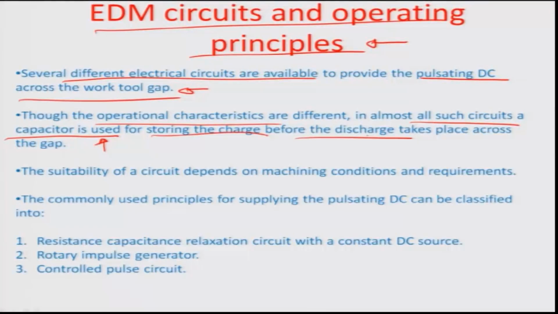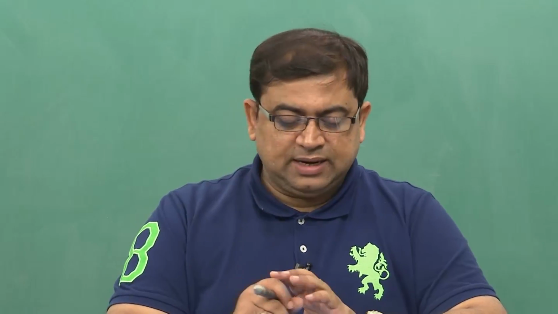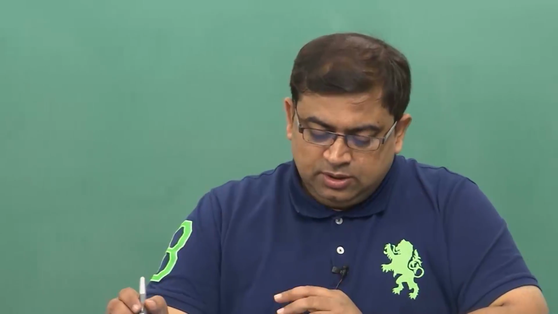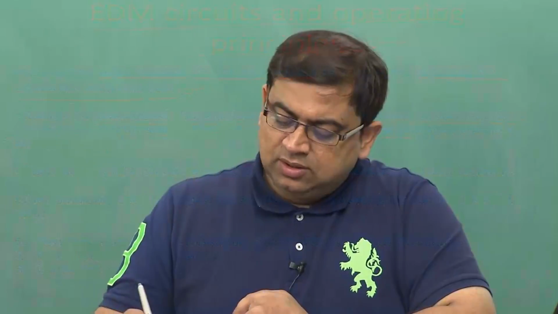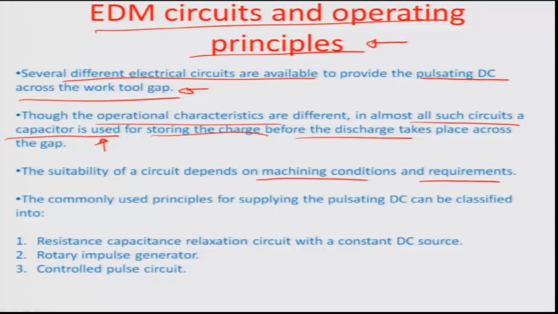So, how quickly you could charge, how efficiently you could discharge, or at what criteria you could discharge, is really what governs the MRR, or the material removal rate. The suitability of a circuit depends on machining conditions and requirements, and commonly used are resistance-capacitance relaxation circuits, which we will talk about in great detail, because this is also another way of estimating MRR.